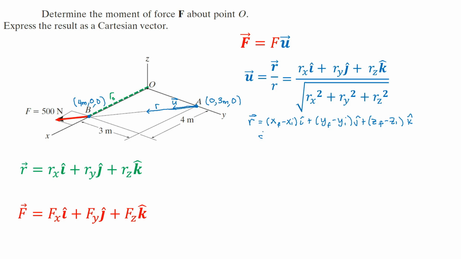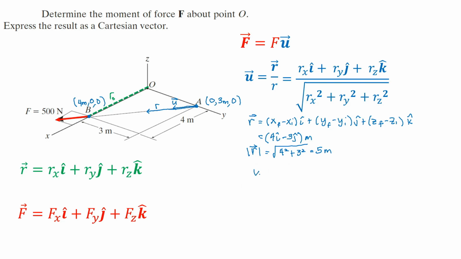Our position vector is 4 meters minus 0, so that is 4 i hat. For Y, 0 minus 3, so that is negative 3 j hat. And 0 minus 0, so that is 0 k hat. The unit of that is meters. To get the magnitude of this position vector, it is the square root of 4 squared plus 3 squared, which is equal to 5 meters.